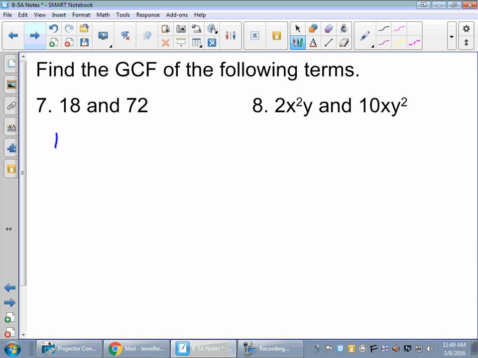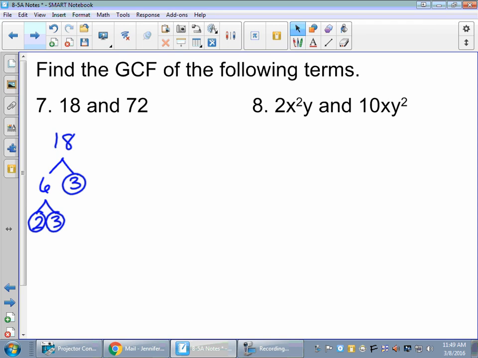So I'm going to make a tree for 18. I'm going to break 18 into 6 and 3, and then 6 becomes 2 and 3. And so the prime factorization of 18 is 2 times 3 times 3. And I'll come back to that in just a second.